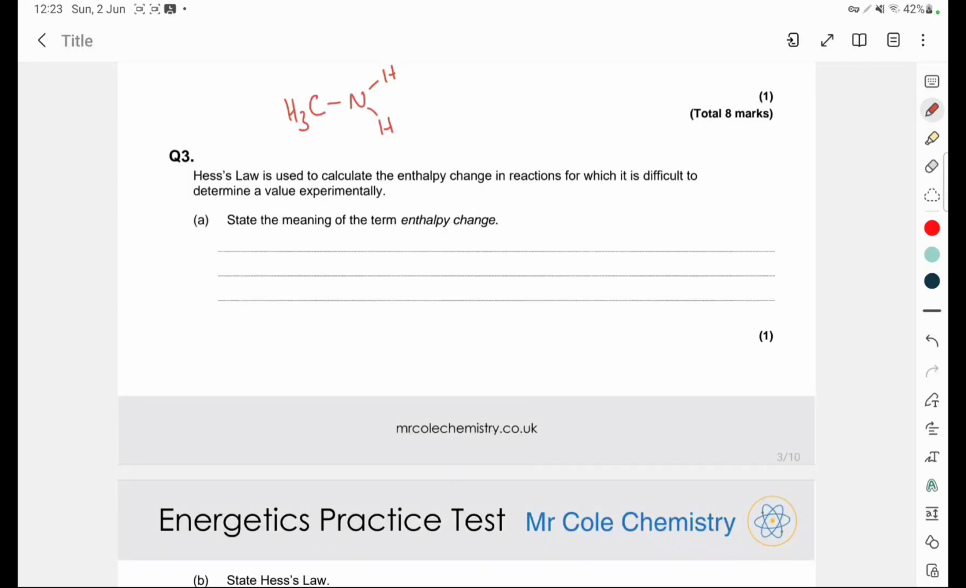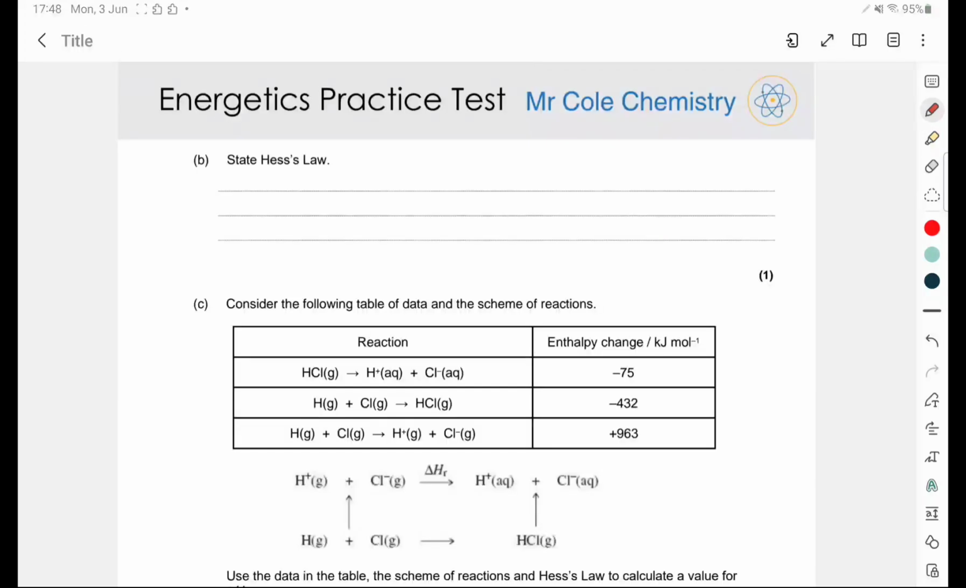Question 3a is a definition. You just have to know this. Enthalpy change is the heat energy change at a constant pressure. Question 3b is another definition that you just have to know. Hess's law states that the enthalpy change of a reaction is independent of the route or path taken.